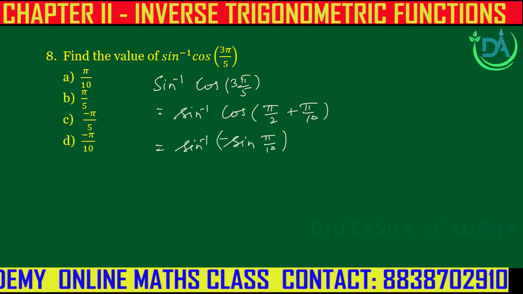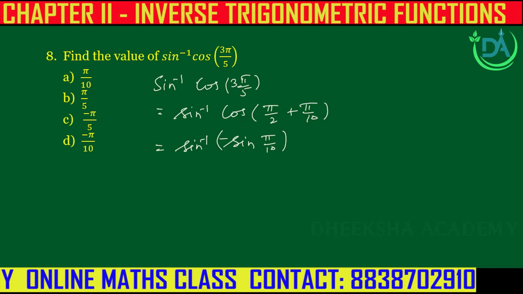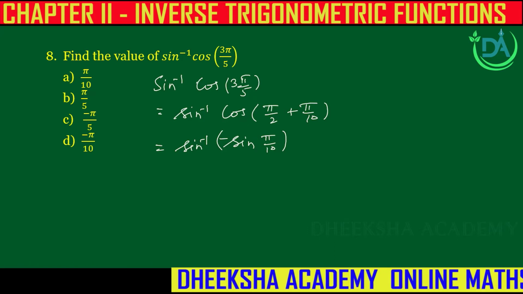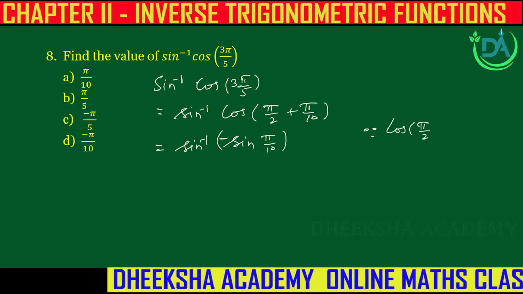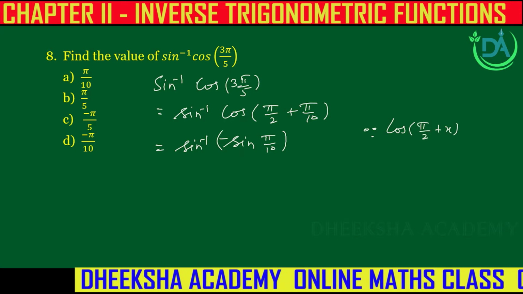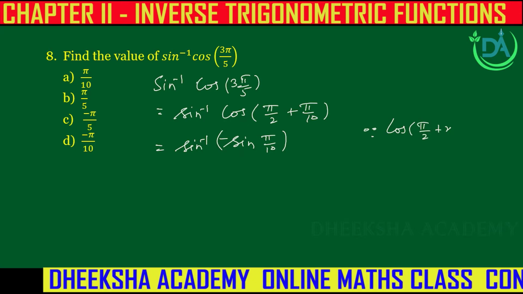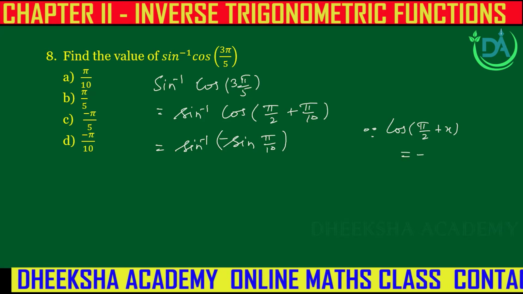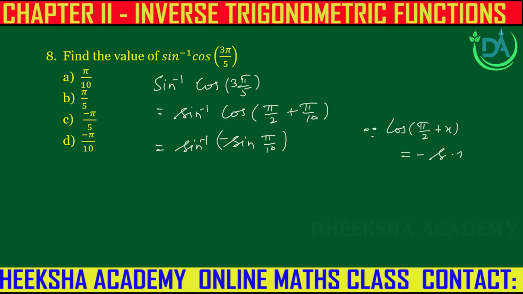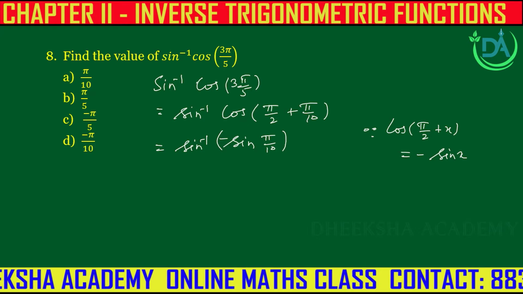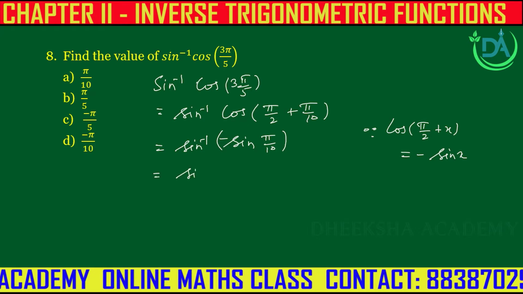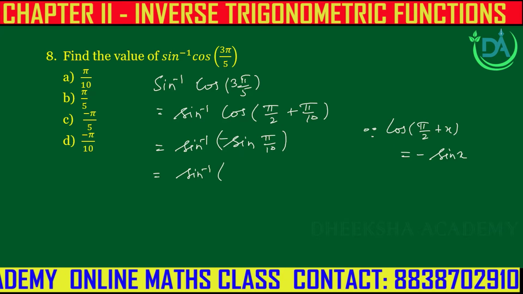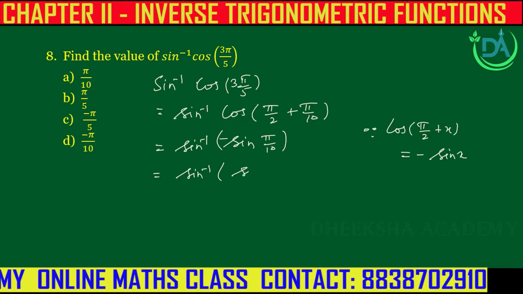minus sin pi by 10, since we know that cos of pi by 2 plus x, that is 90 degree plus x, is equal to minus sin x. Okay, which is equal to sin inverse of, so minus sin pi by 10 is equal to sin of minus pi by 10.